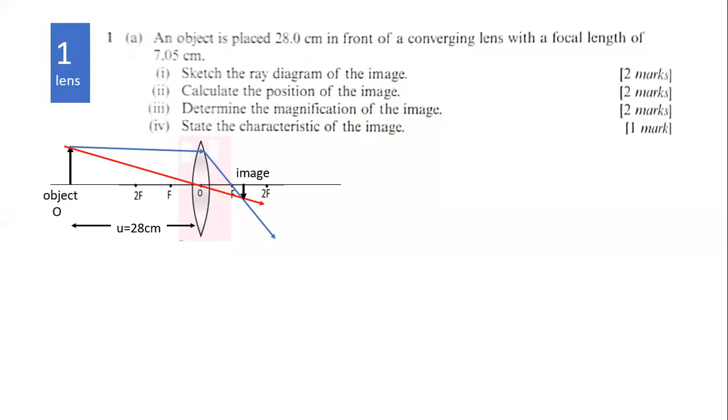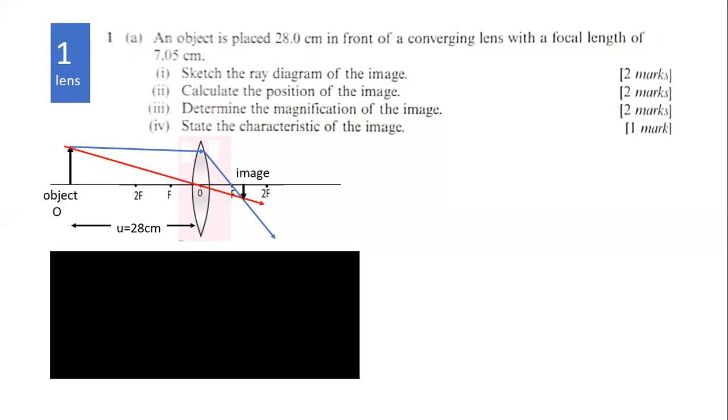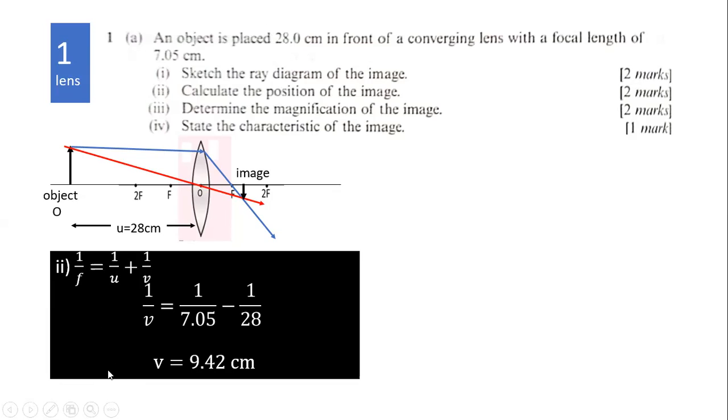Yep, what's the answer? Use the lens formula. That's all. All right. Your focal length there. Object distance 28. Take this one across there and calculate out.